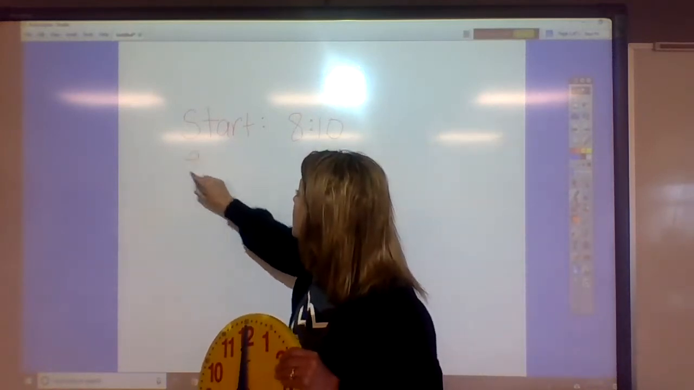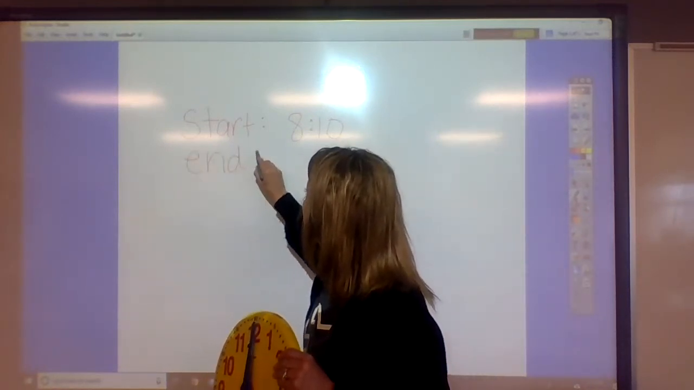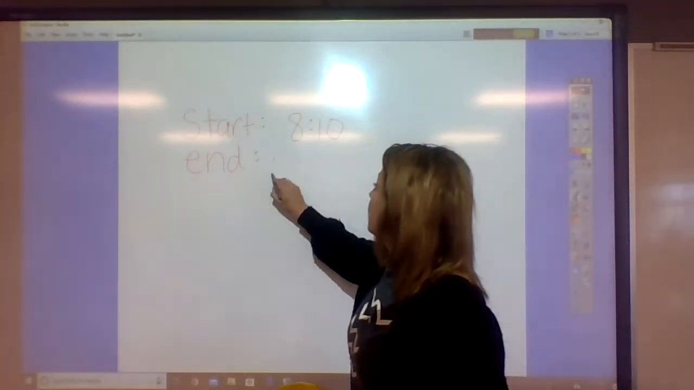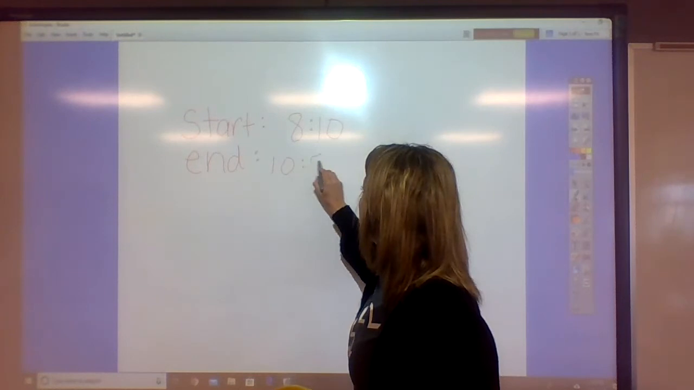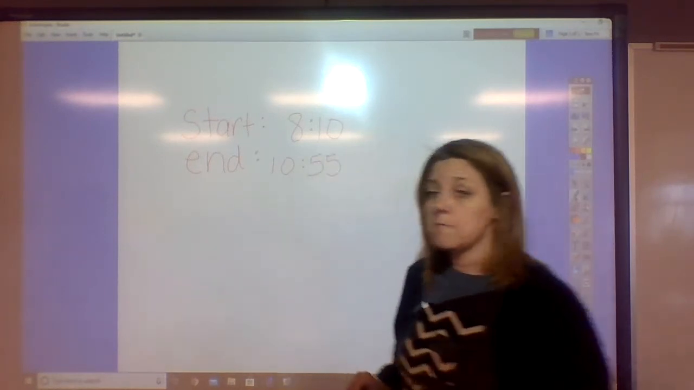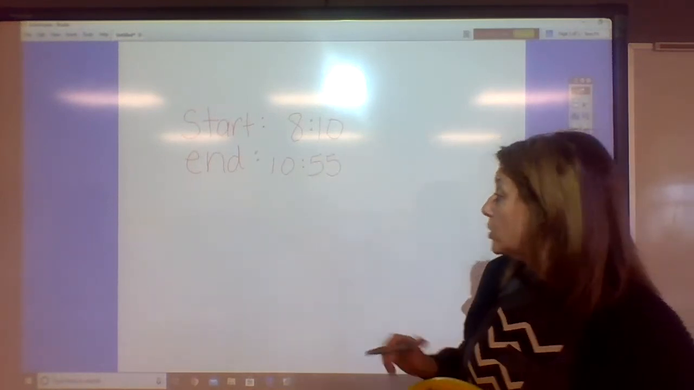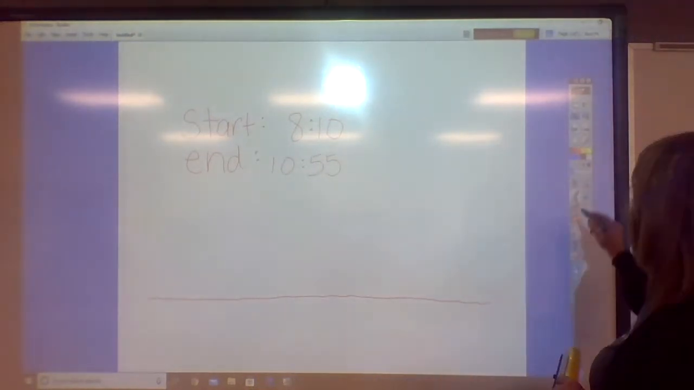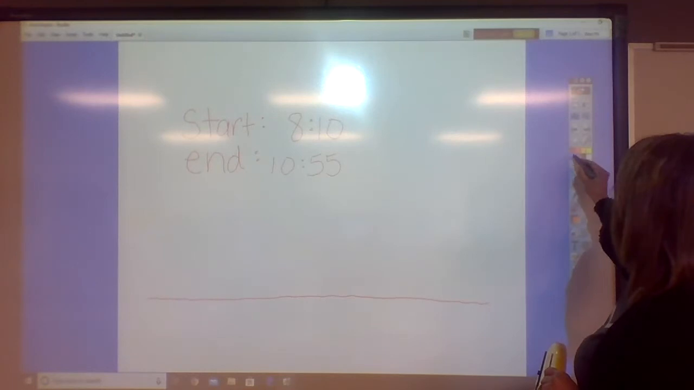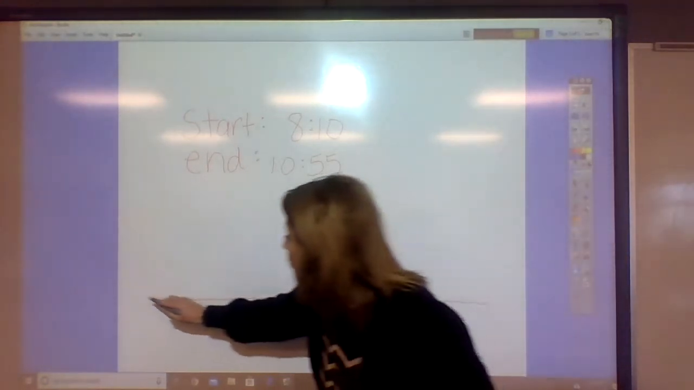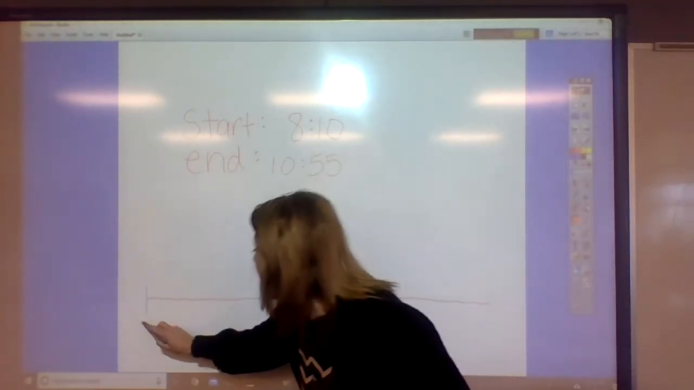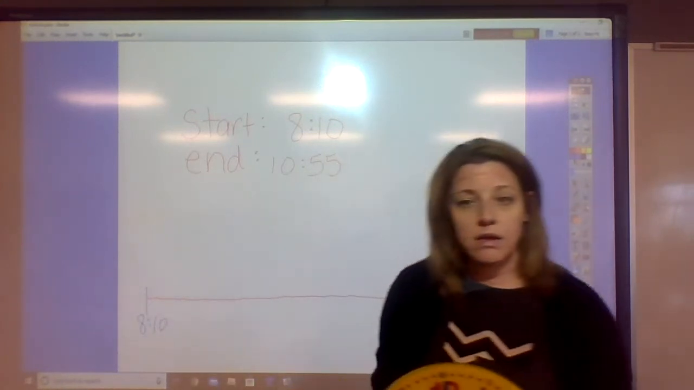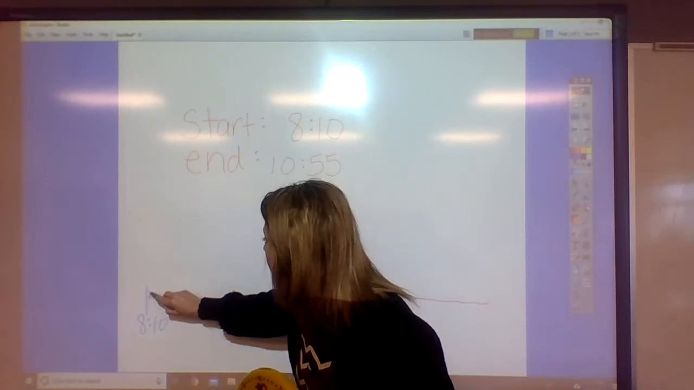And our end time, let's use this example, 10:55. Okay? We are going to draw our timeline, and we are going to start with our beginning time of 8:10. And we're going to draw our mountain for 1 hour.